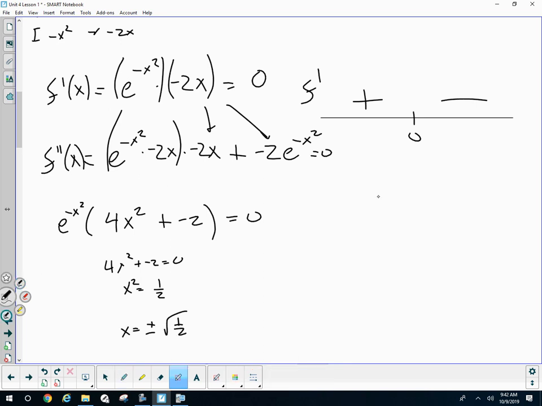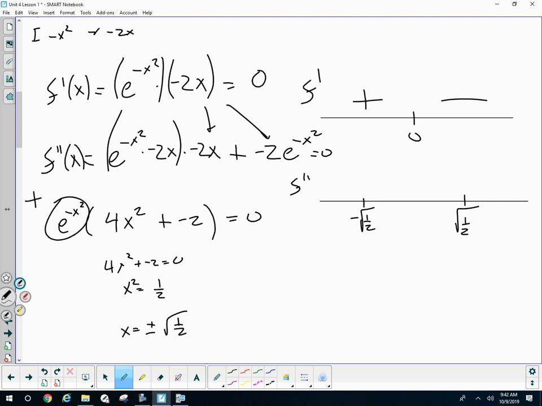So, for f double prime, I need positive root 1/2, and I need negative root 1/2. If I plugged in something like 1, this, remember, is always positive. E to any power will always be positive so long as it doesn't have a negative coefficient in front of it, like negative 2 e to the negative x squared. That'd be a negative, but e to the power is always positive.